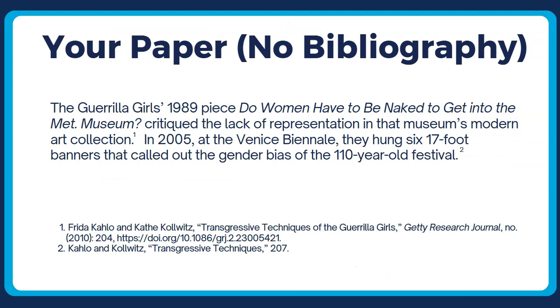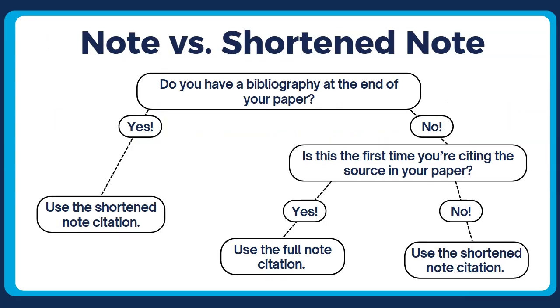If your paper doesn't have a bibliography, you'll need to use the full note citation first. In this example, I'm citing the same source twice. I've got the full note citation as my first footnote, and as my second, I've got the shortened citation. If I want to cite this source ever again in my paper, I'll just need to cite the short version. Either of these is correct in Chicago or Turabian style.